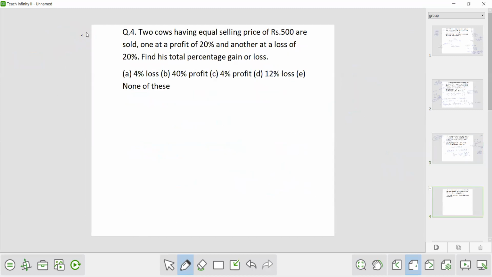Question number 4. Two cows having equal selling price of rupees 500 are sold. One at a profit of 20% and another at a loss of 20%. Find his total percentage gain or loss.